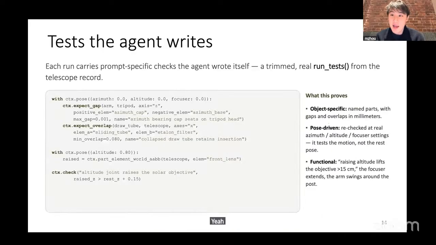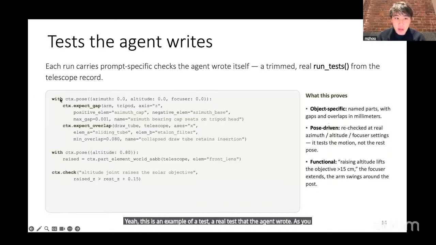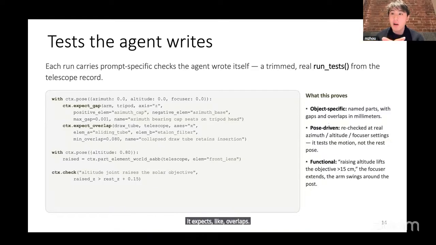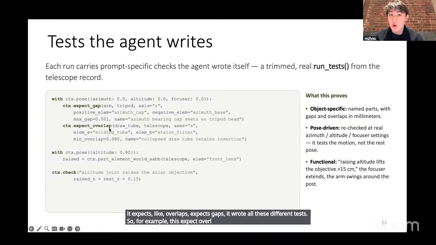Yeah, this is an example of a real test that the agent wrote. As you can see here, it calls with context pose. So it poses the object to a certain articulation. And it expects overlaps, expects gaps. It wrote all these different tests. For example, this expect overlap is expecting that the draw tube and the telescope actually overlap with each other, essentially that the draw tube goes inside of the telescope. So this is an example of a test that the agent can write.